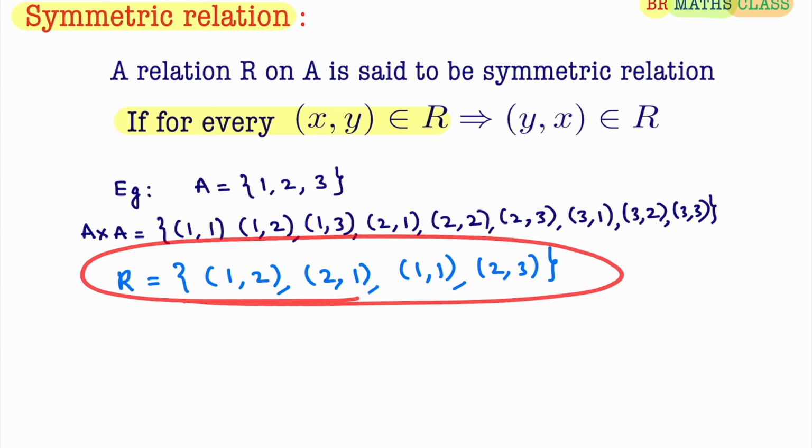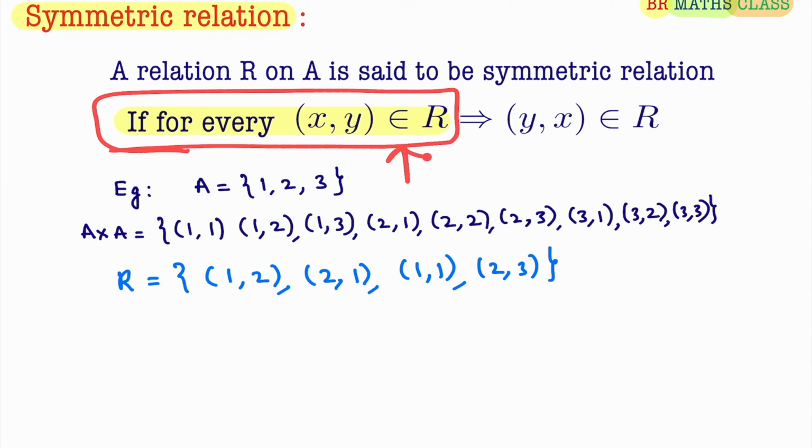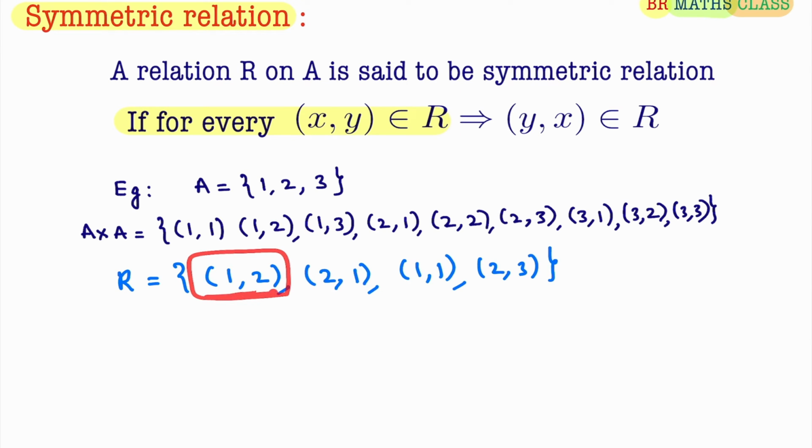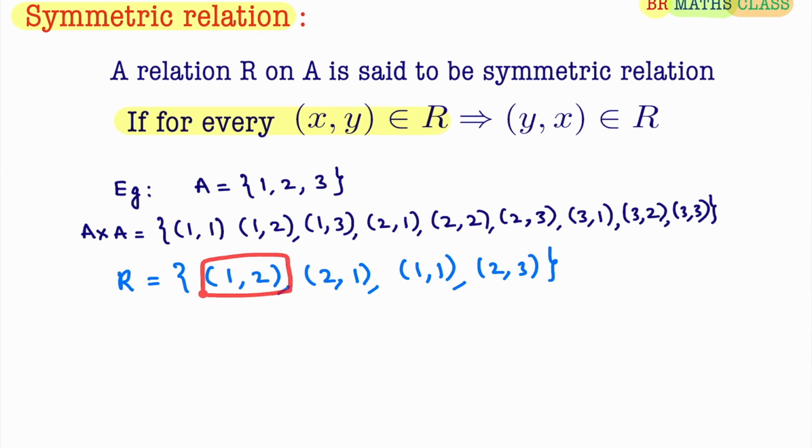To check whether this relation is symmetric, we check every ordered pair in the relation. This is (1, 2). For the ordered pair (x, y), you need to check (y, x). That means for (1, 2), you need to check whether (2, 1) exists in this relation. You look here, (2, 1) is there. But as (2, 1) is present, you cannot yet say it is symmetric. Why? Because you need to check like that for every ordered pair in the relation. What happened is this element passed the symmetric test: for (1, 2), (2, 1) exists in this relation.